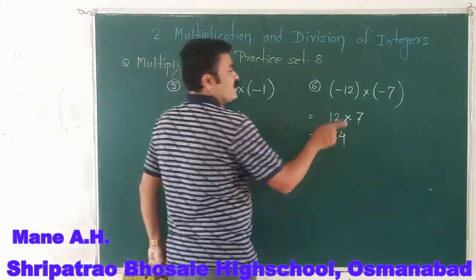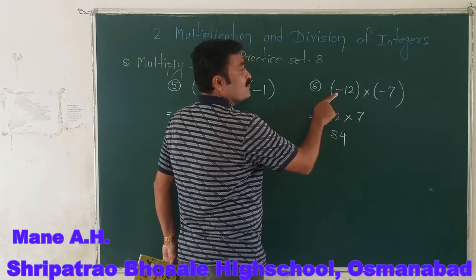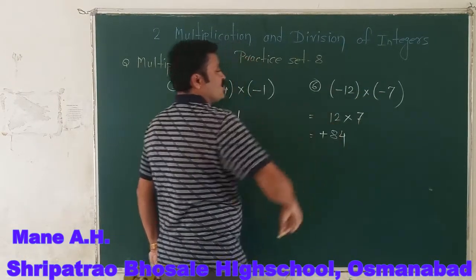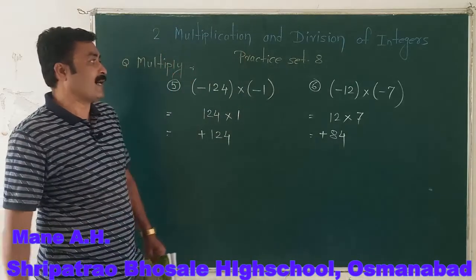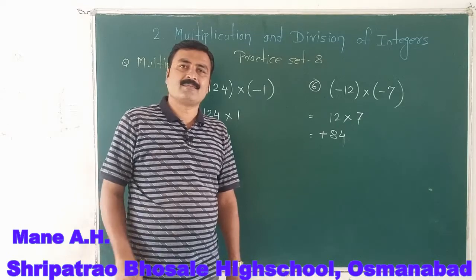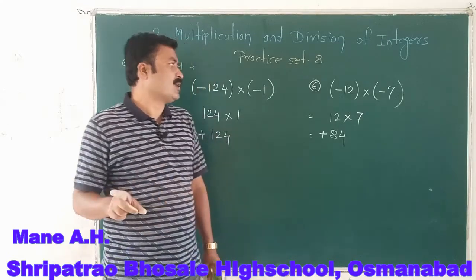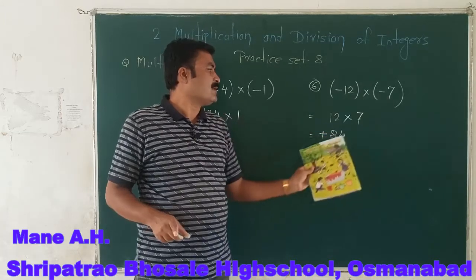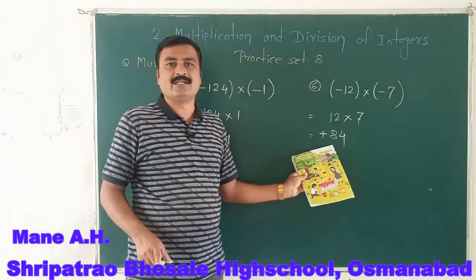Now the important change, that is the signs multiply. Minus into minus, we always get plus. That means in the sixth example we make the statement: the product of two negative integers is always a positive integer.